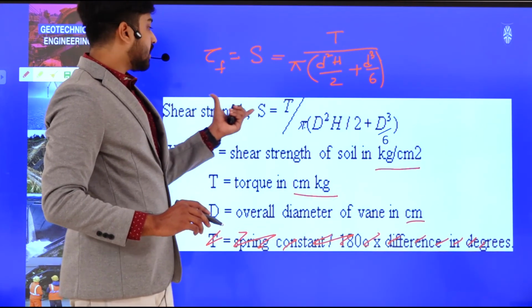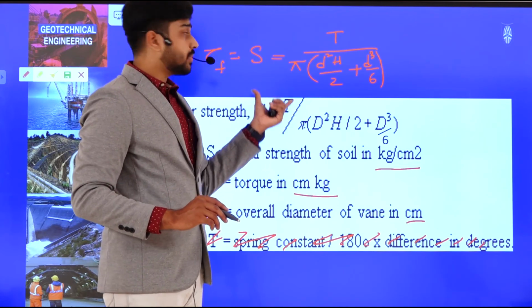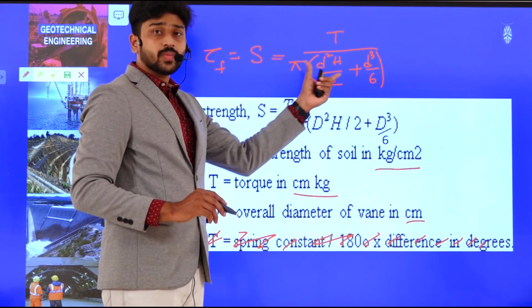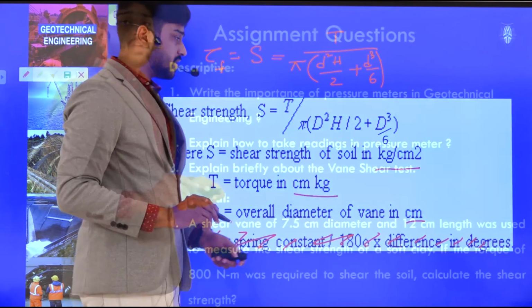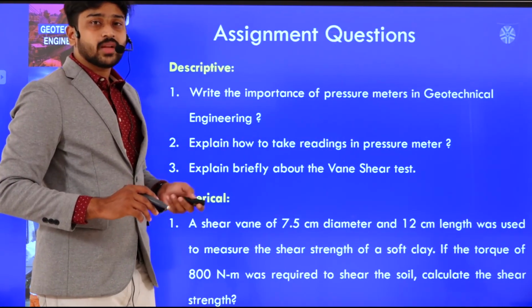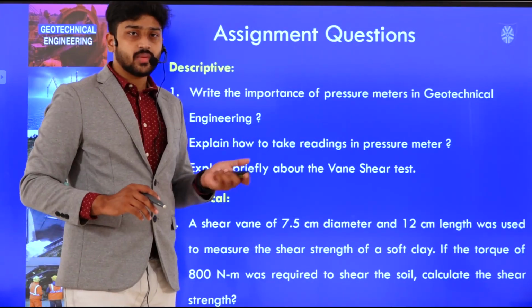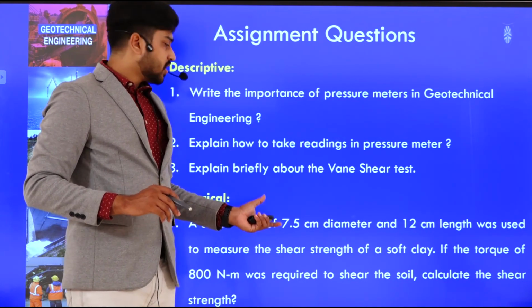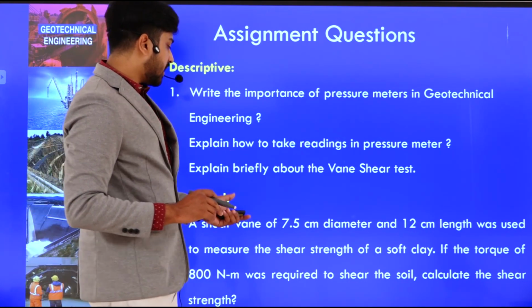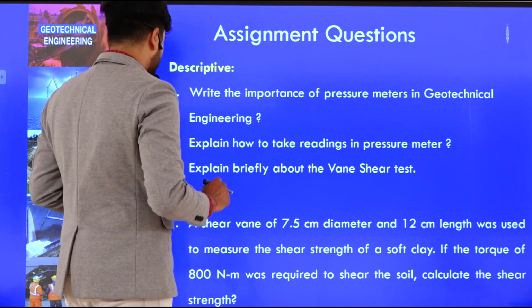Make sure that we have discussed that shear strength is obtained by T by pi into (d square h by 2 plus d cube by 6). Clear? I've listed some of the assignment questions as usual, both descriptive as well as numerical. In the case of the numerical problem, let us try to understand it in more detail.